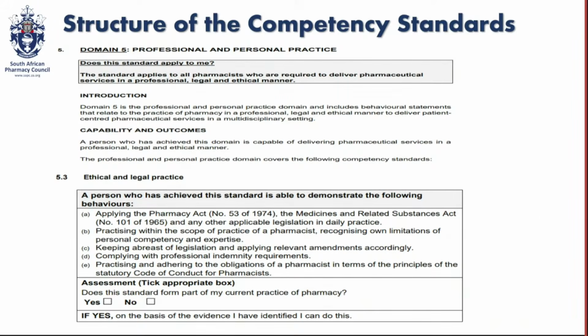In terms of the behavioral statements, the first one there is applying the Pharmacy Act and the Medicines and Related Substances Act and any other applicable legislation in daily practice. So it depends on what scenario they've chosen. And they have to show how that scenario is linked to the various legislation that I've mentioned. Then they have to relate the scenario to the scope of practice of a pharmacist, recognizing own limitations of personal competency and expertise, keeping abreast of legislation and applying relevant amendments, complying with professional indemnity requirements, and practicing and adhering to the obligations of a pharmacist in terms of the principles of the statutory code of conduct for pharmacists.